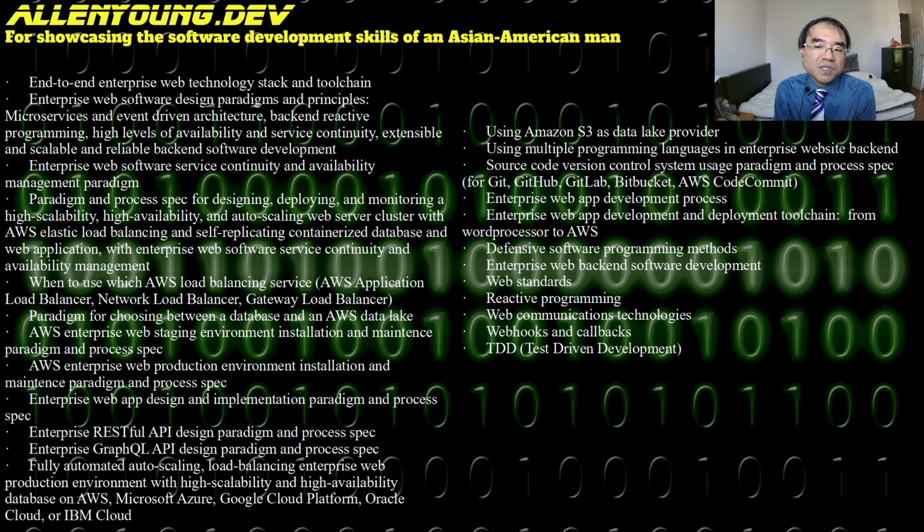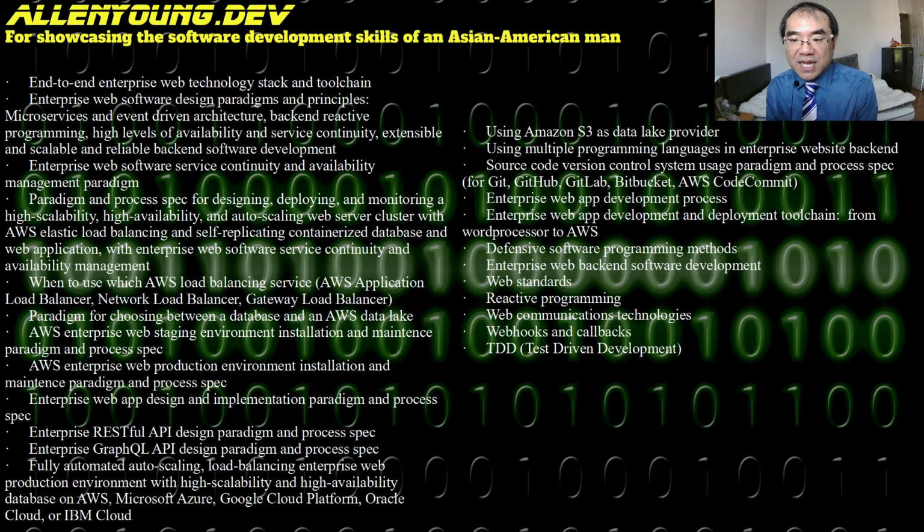And paradigm for choosing between a database and an AWS data lake. When to use which, you know. Those design decisions must be made, written down, discussed, and implemented properly, and then updated properly. A lot of work must be done in enterprise web app development and deployment. And AWS Enterprise Web Staging Environment Installation and Maintenance Paradigm and Process Spec. AWS Enterprise Web Production Environment Installation and Maintenance Paradigm and Process Spec. All important.